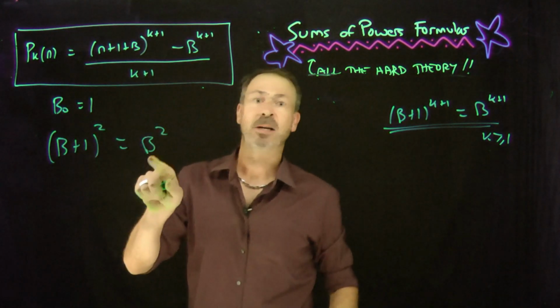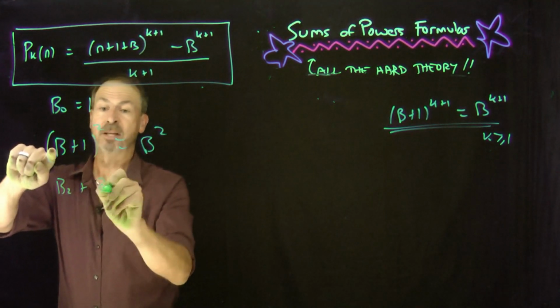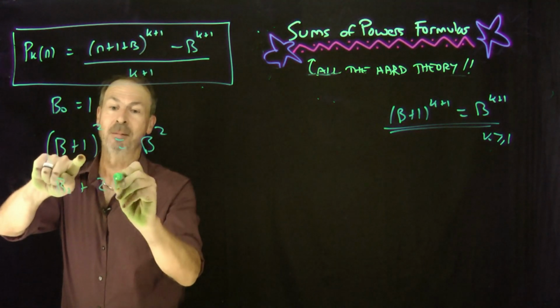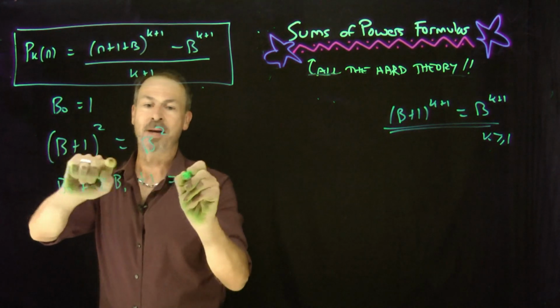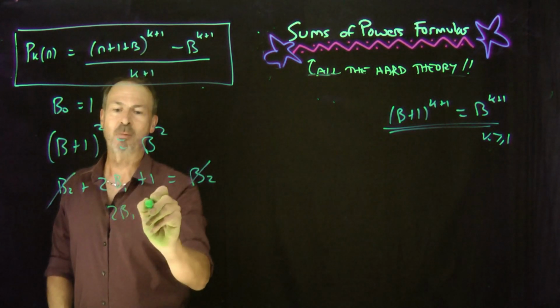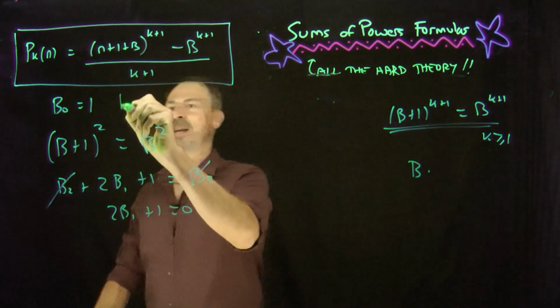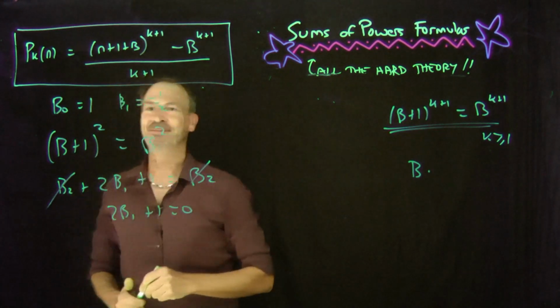Now I'm saying squared, but that's really B_2. In fact, if I were to expand this out, B squared is B_2 plus twice B to the 1th power times 1, B_1, plus 1 squared, 1, equals B_2. Whatever the B_2s are, they cancel. So I get twice B_1 plus 1 is 0. Oh, B_1, oh wait, all right, B_1 better be negative a half.